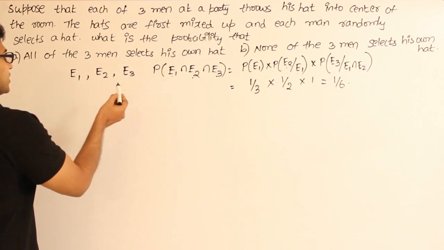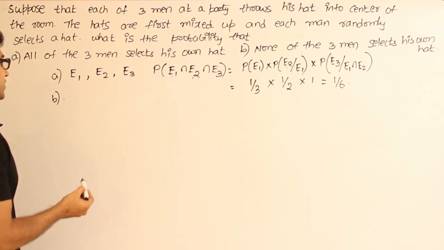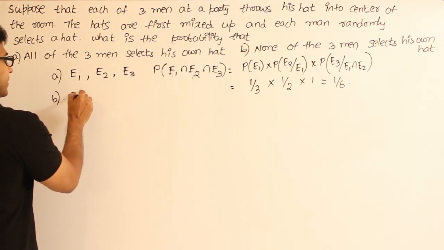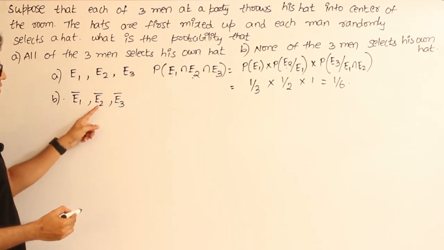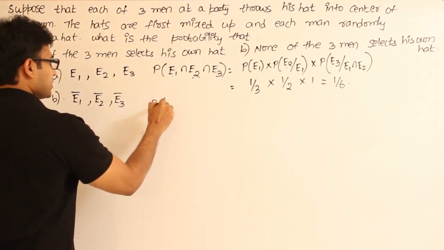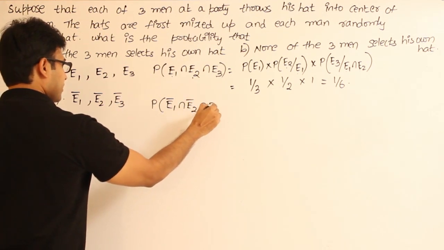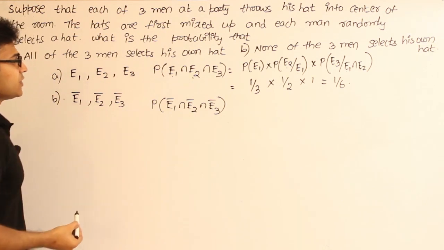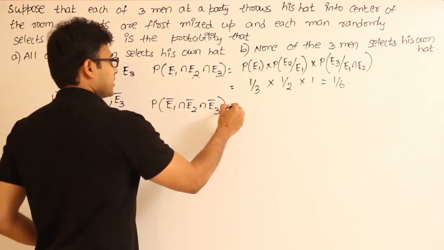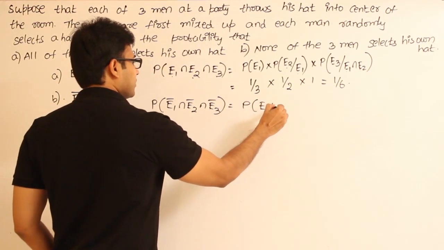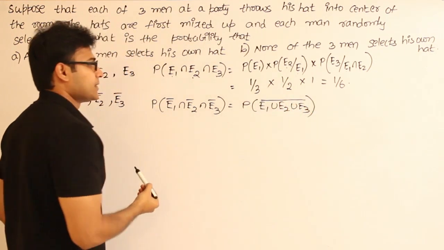Okay, let's try to frame this in terms of this. This is A. Let's try to frame B. None of them picks up his own hat, which means E1 should not pick, E2 should not pick, E2 complement, and E3 should not pick, and all these 3 events should happen. You might feel that these two are complements, but actually they are not complements, isn't it? So in fact this one can be written as P of E1 union E2 union E3 complement, isn't it?